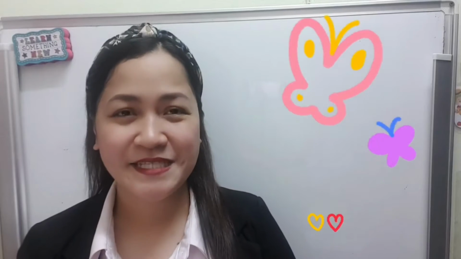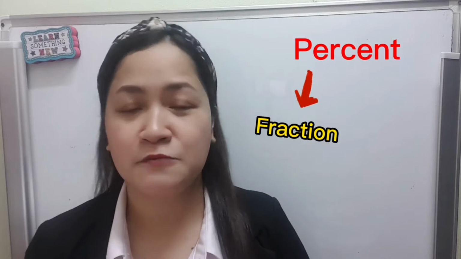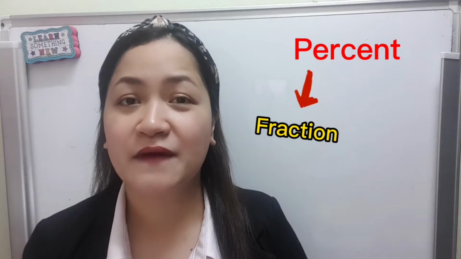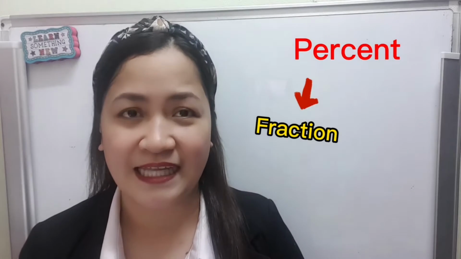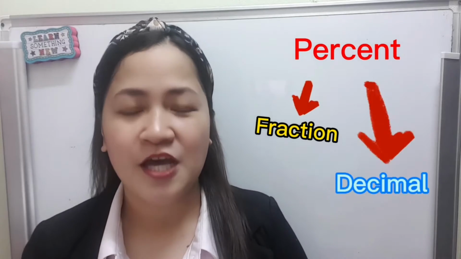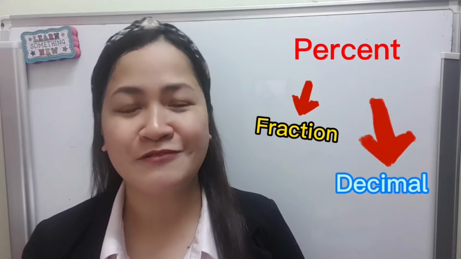Hello there, grade 6. Last time, we changed percents to fractions and decimals. And remember, when you change percents to fraction, you just write the number without the percent symbol and then write over 100. And then, simplify. When you change percent to decimal, just move the decimal point 2 places to the left. Please do not forget those things.